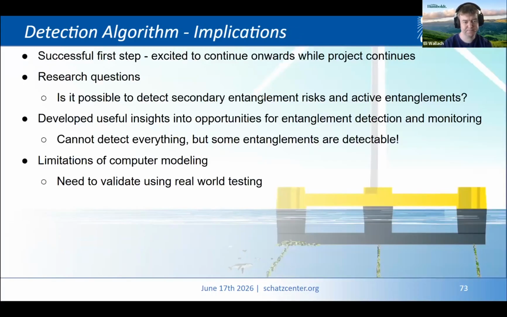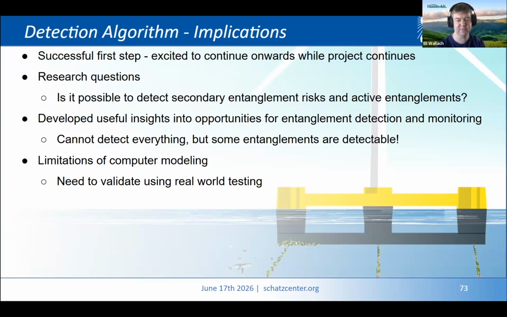Next slide, please. We feel that this has been an interesting and successful first step to understanding this issue. We're excited to continue work under this project. The insights we have gained about how these entanglements might be detected using this algorithm approach should help inform future monitoring and research efforts. This project has been a strong first step to answer the research question: can sensors be installed on these floating offshore wind turbines and platforms to detect entanglements on the mooring lines?